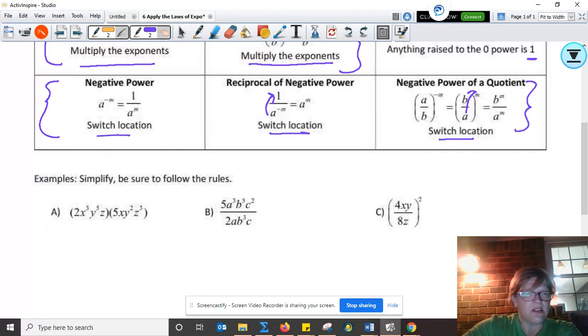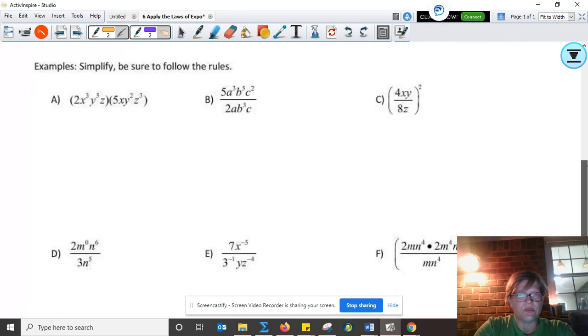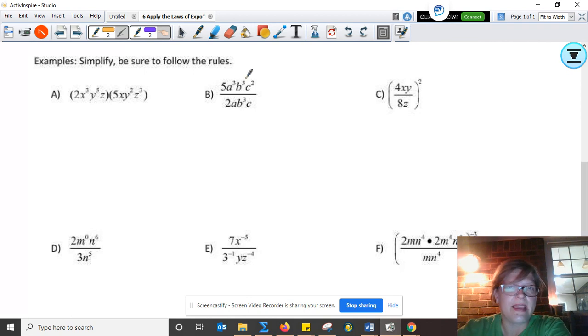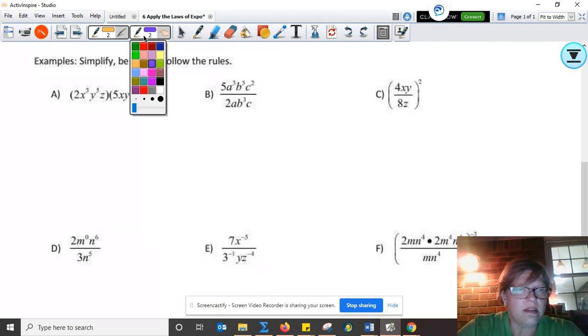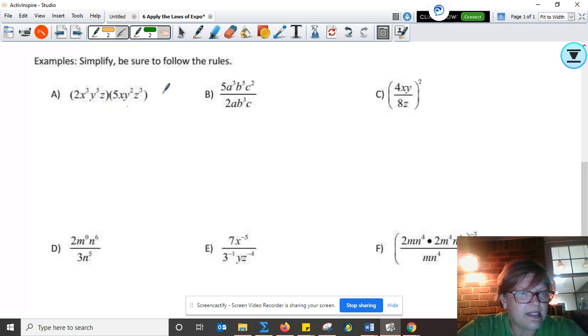All right, so let's apply some of these now. Simplify. Be sure to follow all the rules. You may have more than one to do. So right here we just have parentheses. When we're doing that, we don't have any exponents, so we're going to multiply our whole numbers. 2 times 5 gives us 10. And now do your exponents.